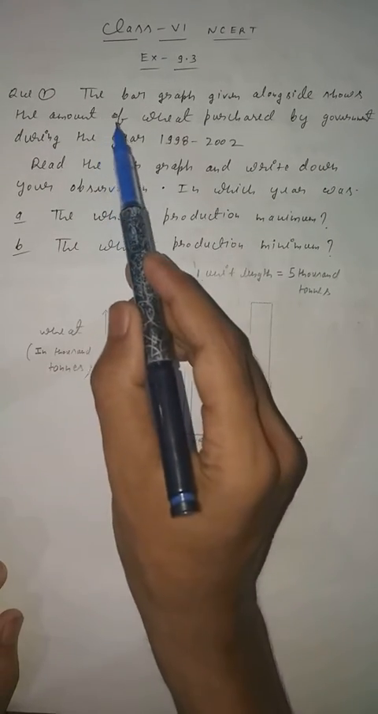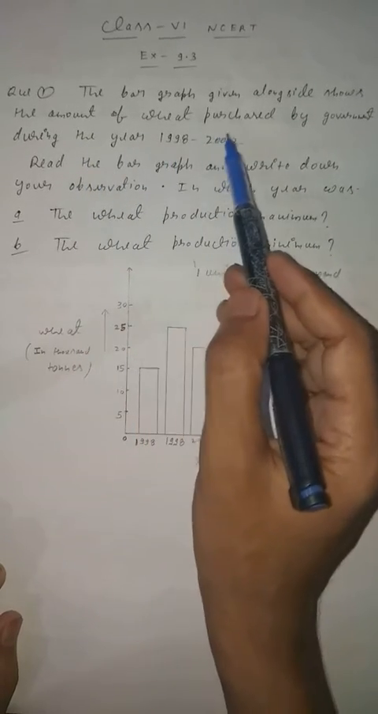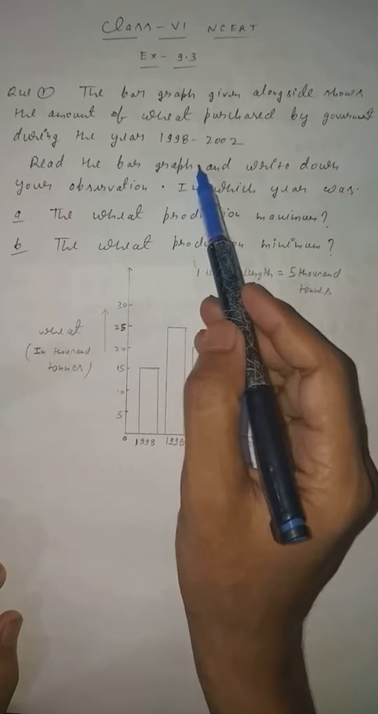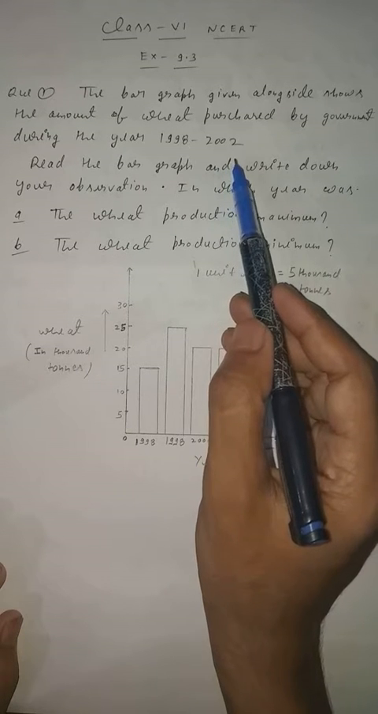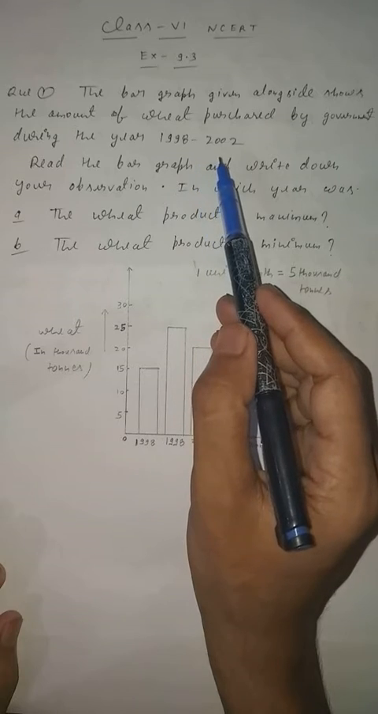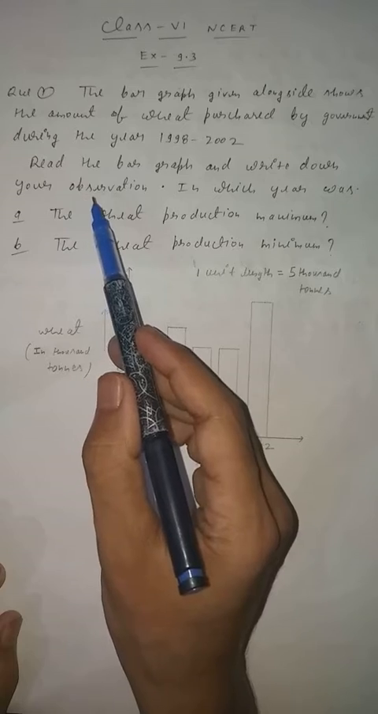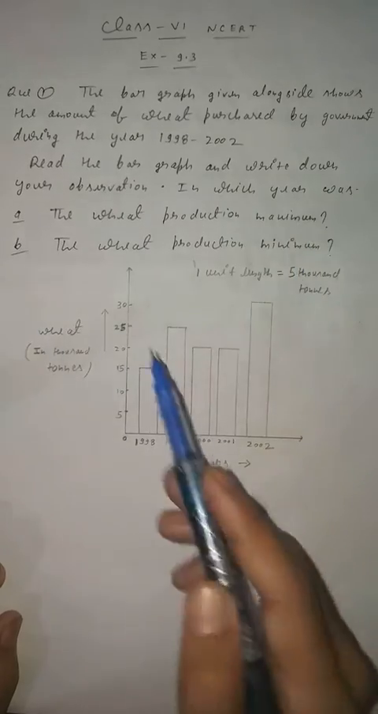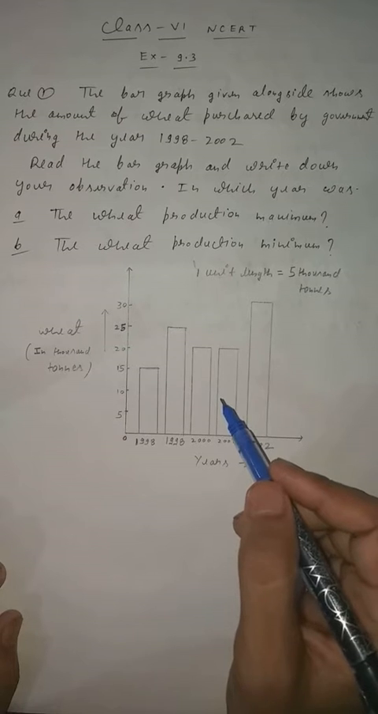What is given? The bar graph given alongside shows the amount of wheat purchased by the government from 1998 to 2002. Clear, students? The production of wheat during 1998 to 2002 is given in the bar graph. Now read the bar graph carefully and write down your observations, and give the answer related to the question.